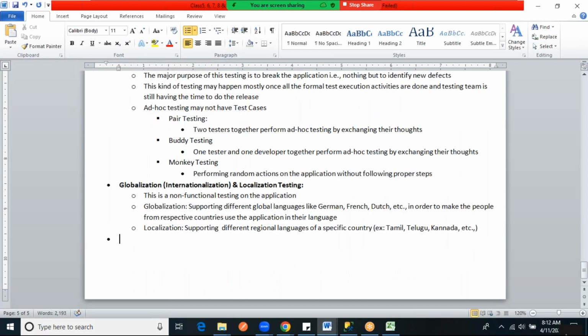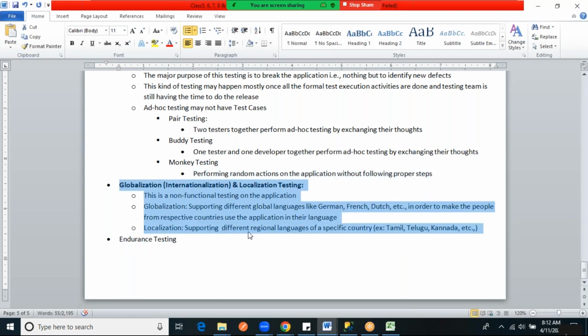Clear? Next, endurance testing. This you should remember. This will definitely happen in your real time. Your application may support at least one or two languages. Not 100%, but I'm telling you, there is a 90% chance your application may support some other languages. Then you definitely need to test this globalization or localization, whatever it is, language translations.